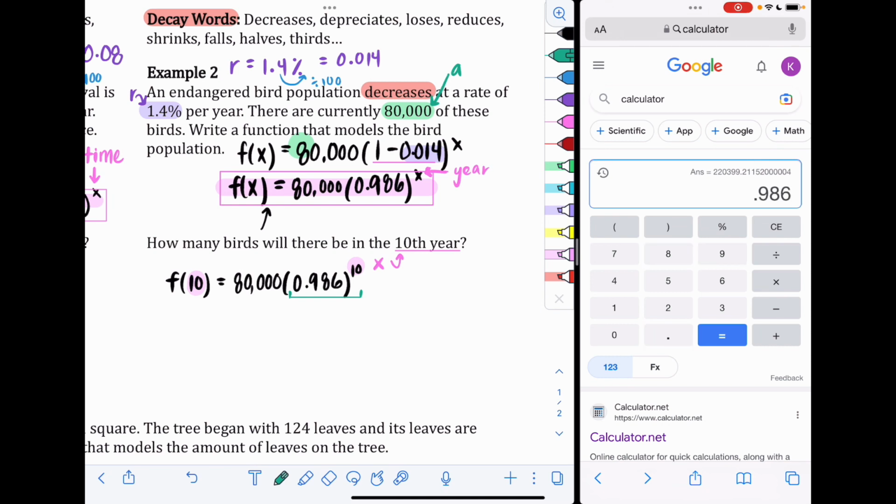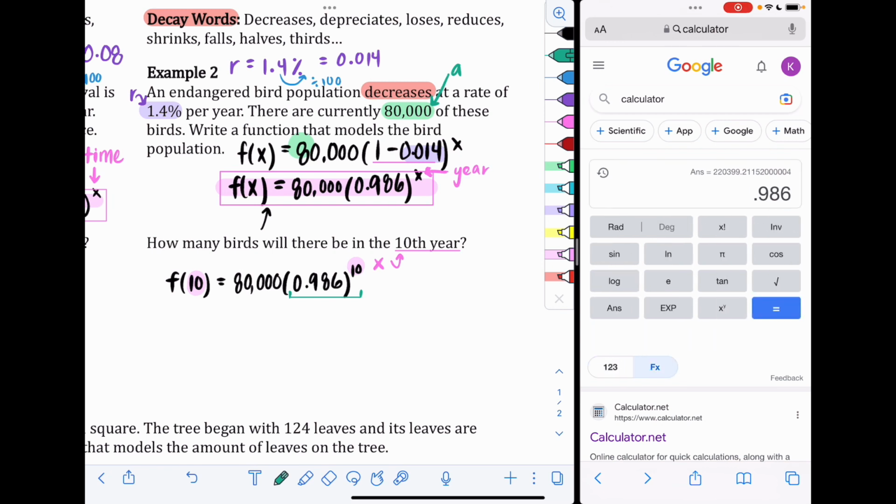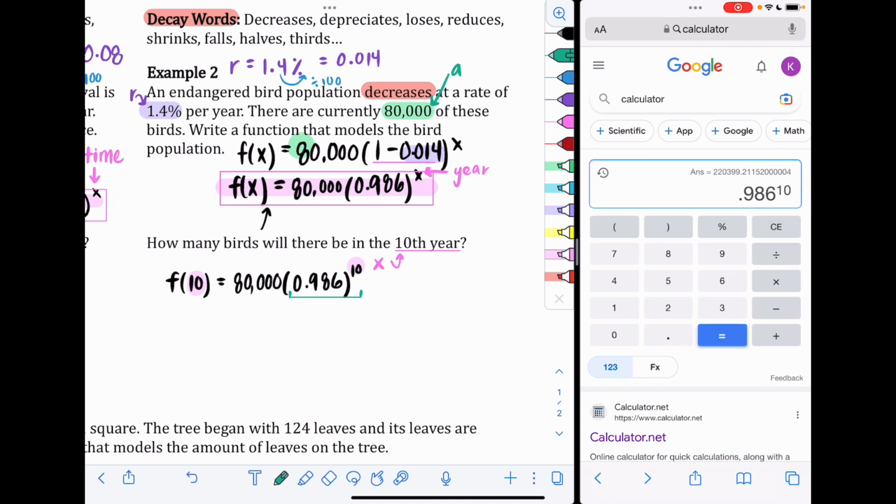0.986. And then on mine, since I have it in the split screen, I have to click f of x. If yours is like that too, you may see all these buttons on one screen though. So now the button I need is the x to the y power. On mine, it's the bottom row and it's the third one over. And you can see it pops up a little box for an exponent, and then I go back here and I do the 10th power.